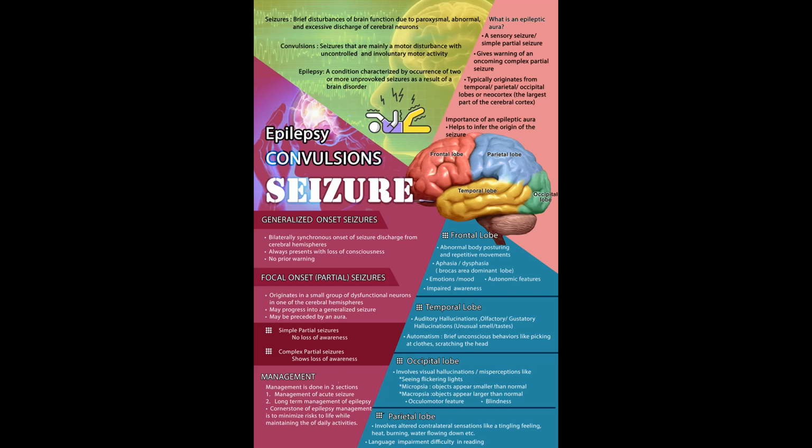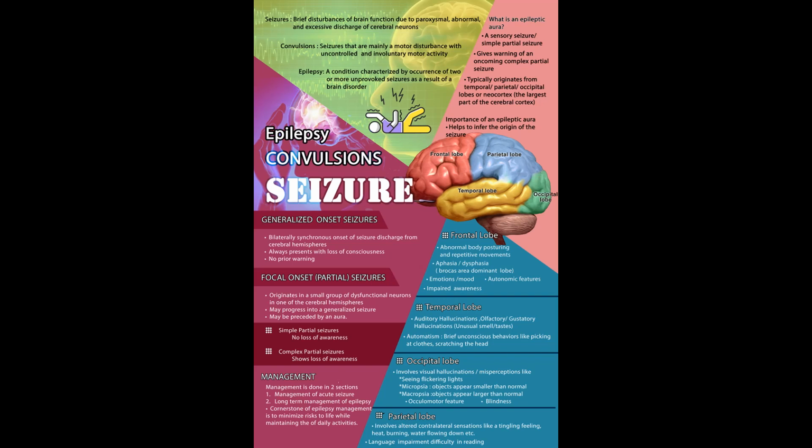Convulsions are seizures that are mainly a motor disturbance with uncontrolled and involuntary motor activity. Epilepsy is a condition characterized by the occurrence of two or more unprovoked seizures as a result of a brain disorder. In about 80% of epilepsies, the exact cause is unknown, whereas the rest occur secondary to a brain injury like neurodegenerative disease, cerebral tumor, and so on.